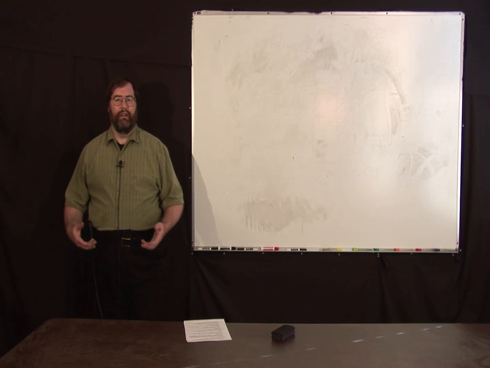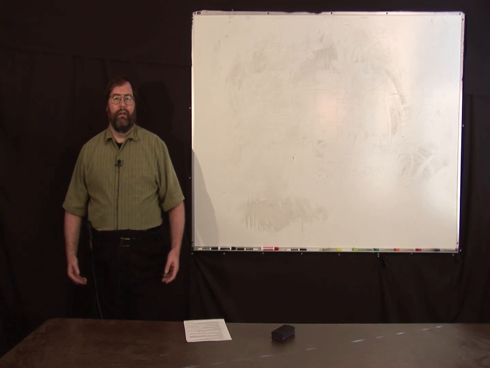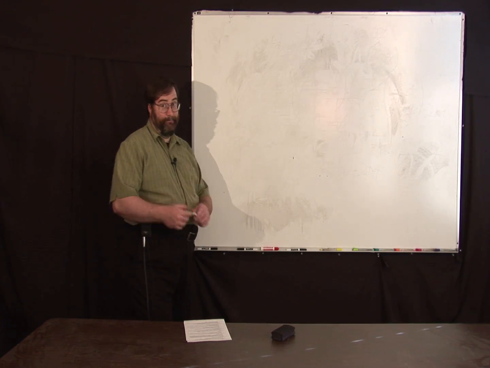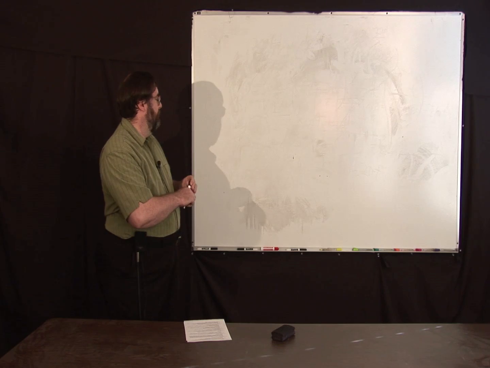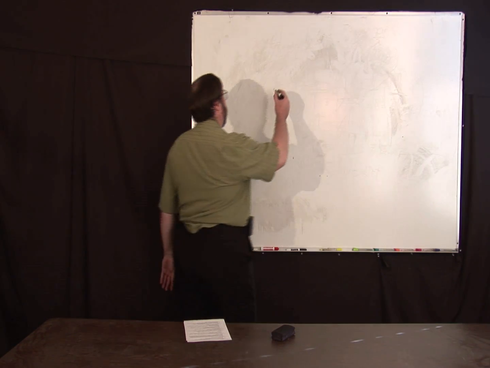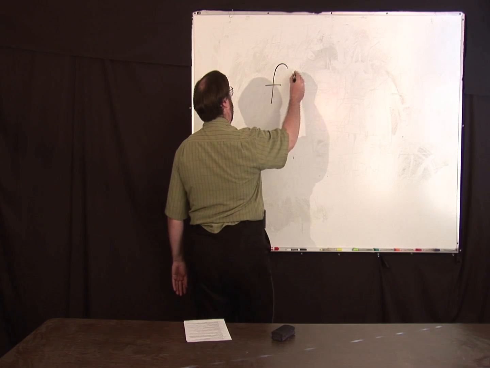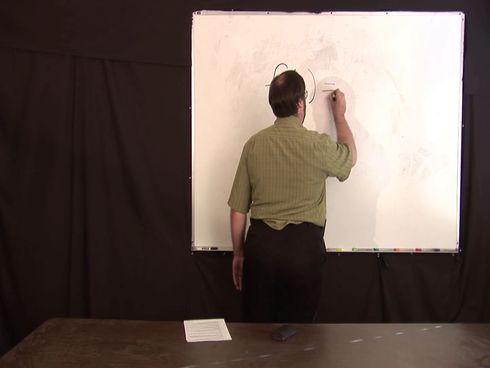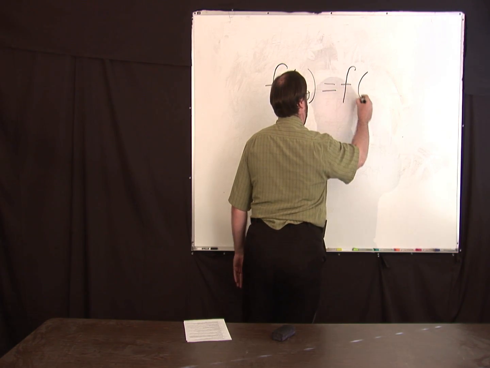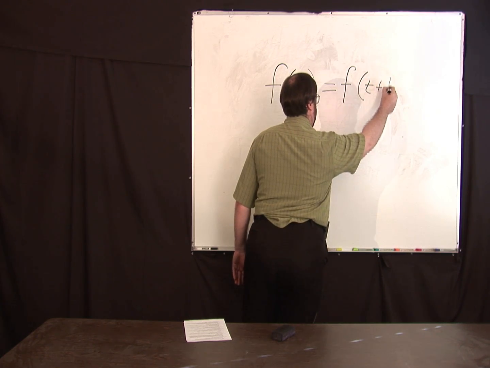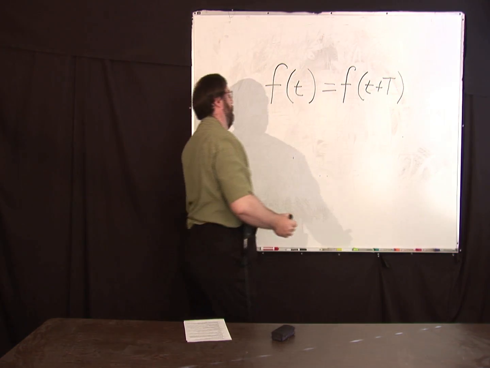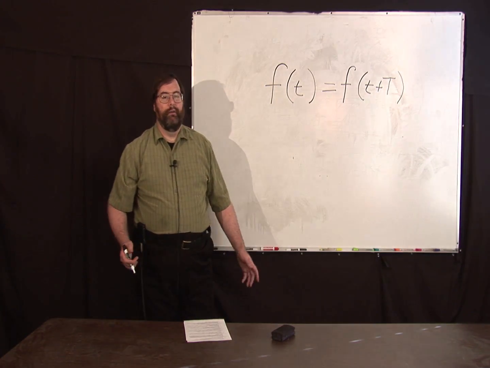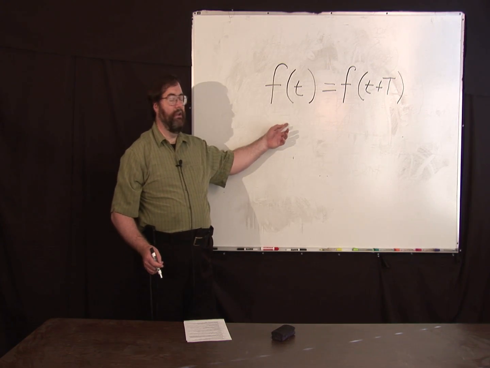A periodic phenomenon is something that repeats in time. We're going to talk about the mathematics of periodic phenomena a little bit. Okay, a function f of t, let's say of some time, is considered periodic with period capital T if the condition holds that f of t equals f of t plus capital T for all time. In other words, the function repeats with period T.